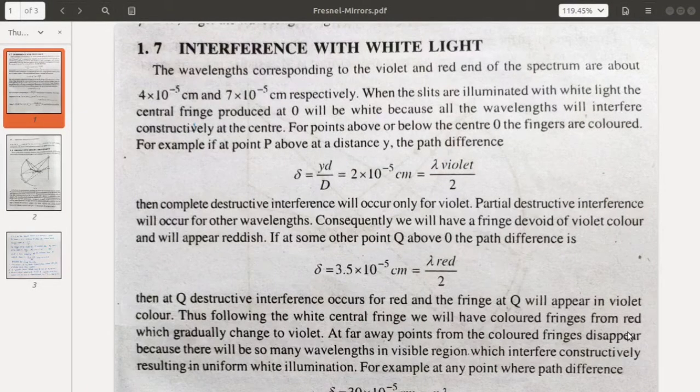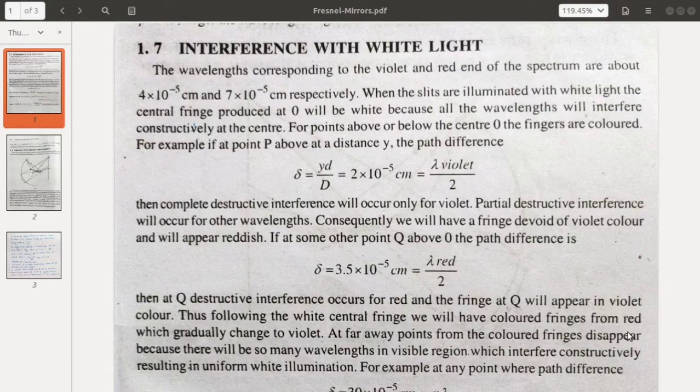Today we will discuss the theory of interference fringes with white light. In the last class we discussed how the interference fringes are produced on a screen with a monochromatic source of light. Today we will discuss what will happen when white light is used. So we know that white light, or the visible spectrum, varies from 400 to 700 nanometer.